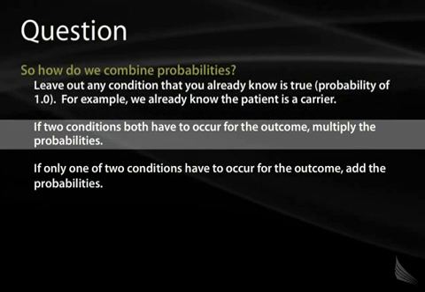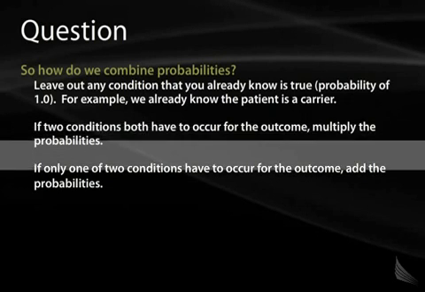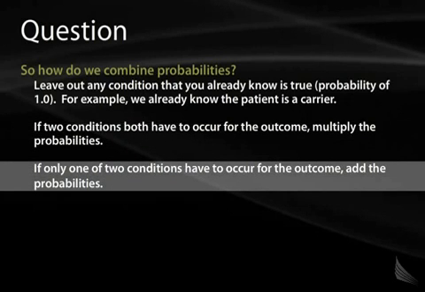Now, if two conditions both have to occur for the outcome, you multiply the probabilities of each individual thing together. If only one of two conditions has to occur for the outcome, then you add the probabilities. Again, if both conditions have to occur, you multiply. If one of two conditions has to occur, then you add. Let's see how this works for our example.